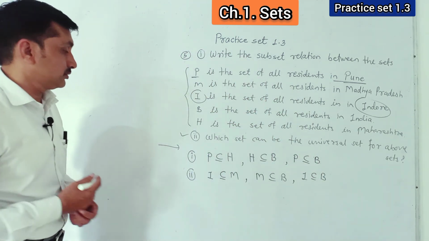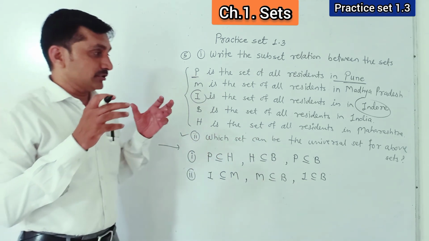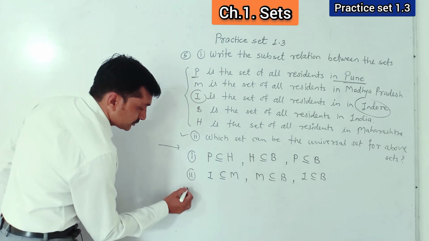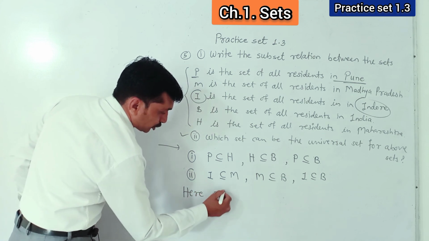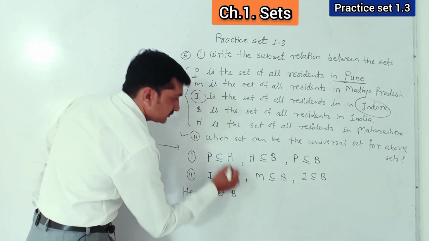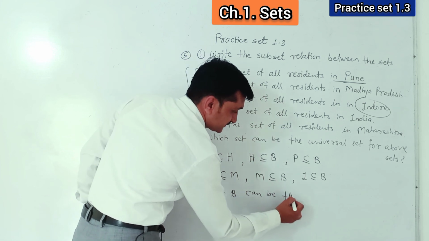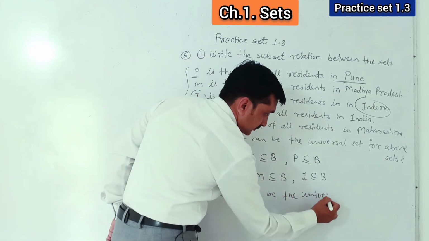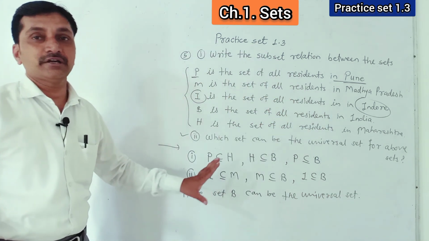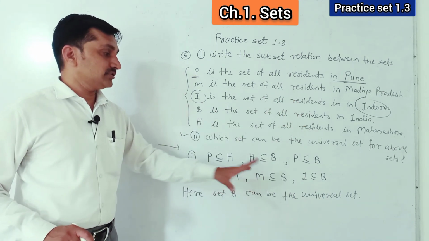That is the relation. Second question: which set can be the universal set? In which set are all the elements coming? In India. Therefore the set for India, B, can be the universal set. Set B means India. All residents in India is, or can be, the universal set.